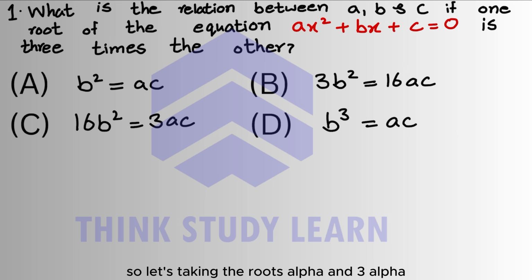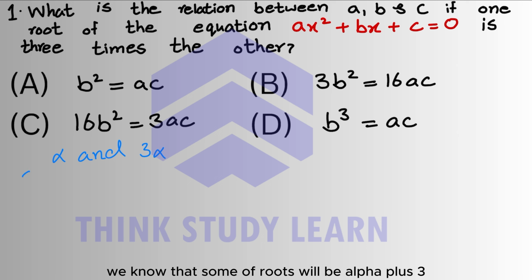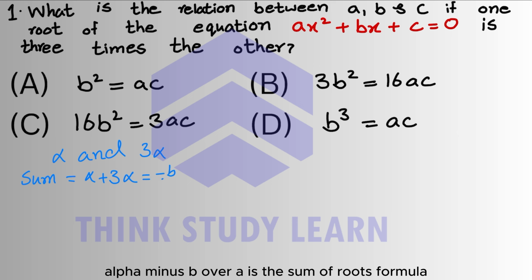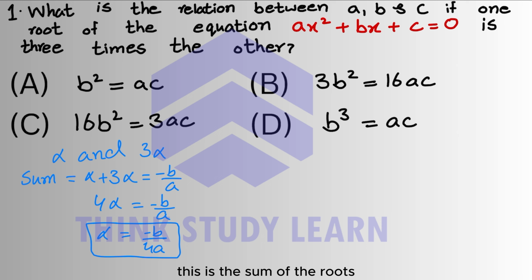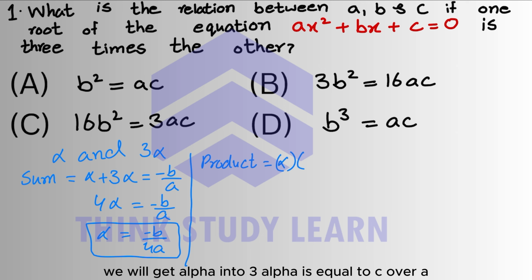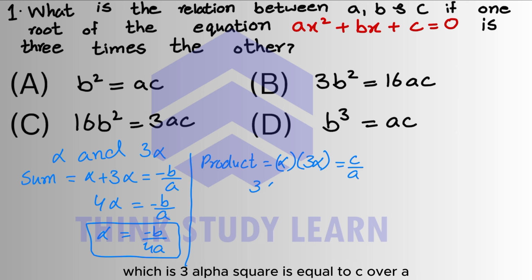So let's take the roots alpha and 3 alpha, because the other root is 3 times. We know that the sum of roots will be alpha plus 3 alpha, and minus b over a is the sum of roots formula. So it will be 4 alpha is equal to minus b over a, and alpha will be minus b over 4a. This is the sum of the roots. Similarly, for the product of the roots, we will get alpha into 3 alpha is equal to c over a, which is 3 alpha square is equal to c over a.